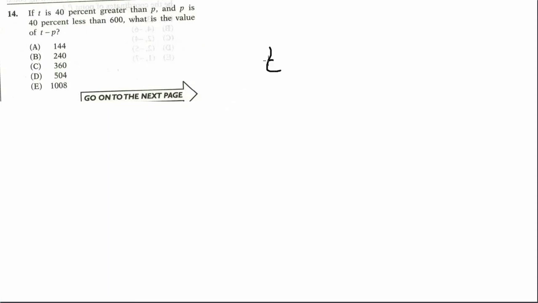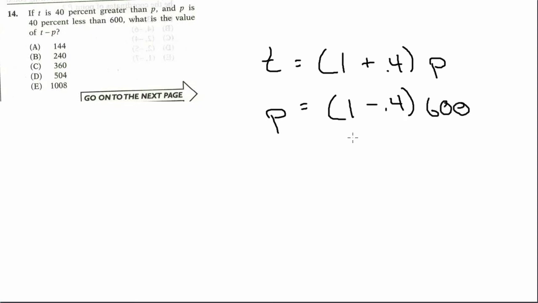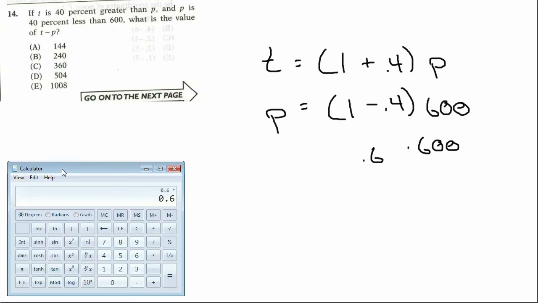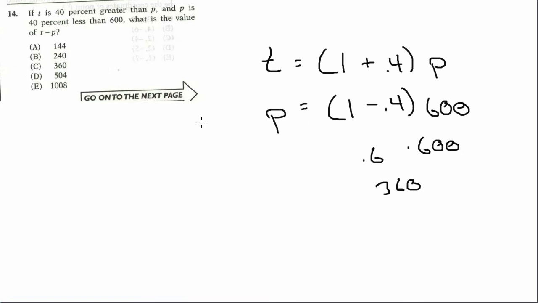Alright, t is 40% greater, which means 1 plus 0.4, because you have the original amount plus whatever, right, greater. So they're not saying 40% of, which is just 0.4, they want greater, so you have 1 plus that. Then p is 40% less, so we're going to have 1 minus 0.4, times 600. So this here is going to be 0.6 times 600. Right, 0.6 times 600 is 360. Okay, so we know what p is. So now t is going to be 1 plus 0.4, so 1.4 times 360.